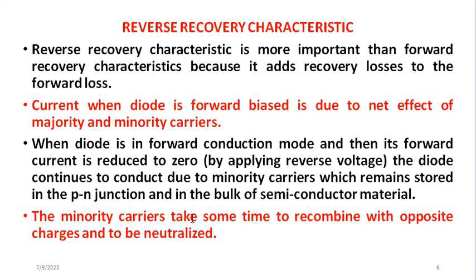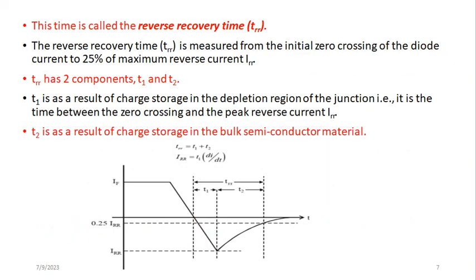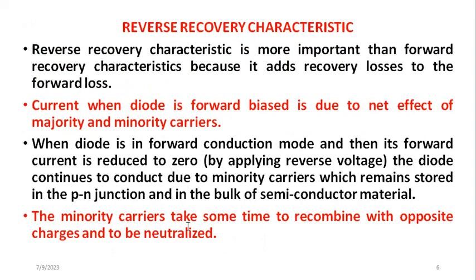These minority charge carriers will take some time before they recombine with one another, thereby neutralizing each other, and finally when they recombine completely, they will become 0, and that is when we expect to have no more current because the charge carriers that produce the current have recombined and disappeared. Now, there is a time that we call the reverse recovery time, and that is the time it will take for these minority charge carriers to recombine with one another so that they can disappear.